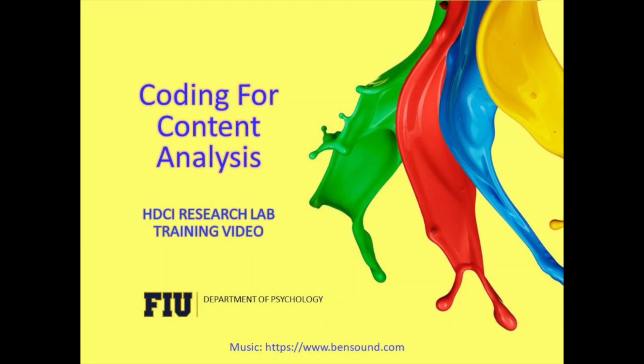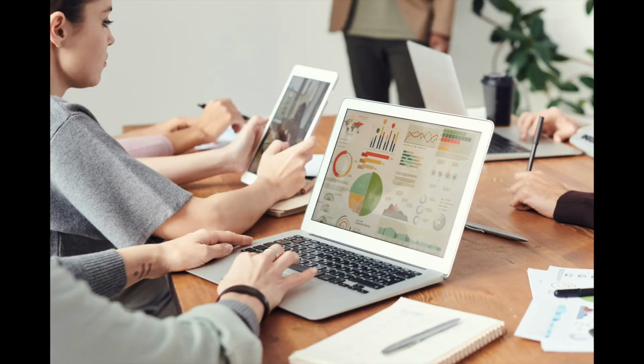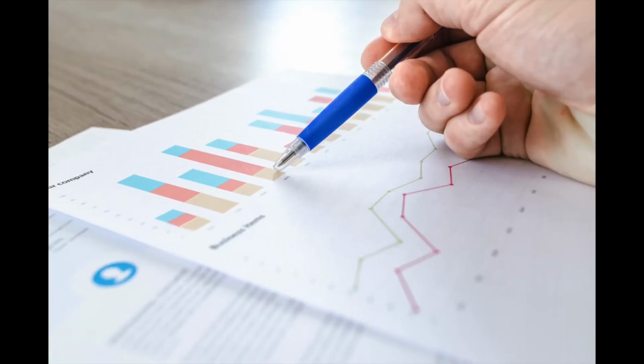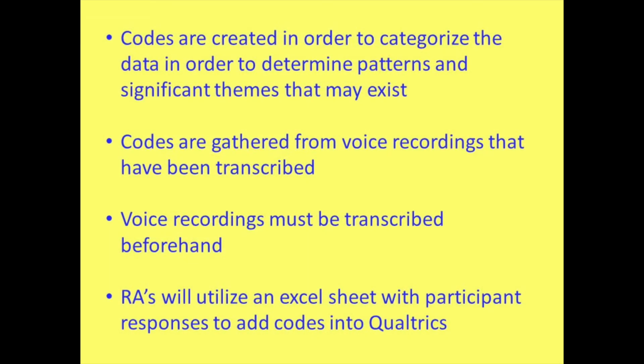Today we will be going over how to complete coding for content analysis. Before any type of research data can be reviewed, it must be converted into a form that can be easily analyzed. Therefore, codes are created in order to categorize the data in order to determine patterns and significant themes that may exist. The data that we usually use is gathered from voice recordings that have been transcribed.